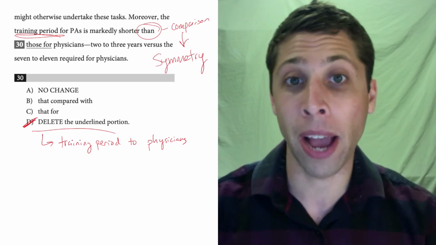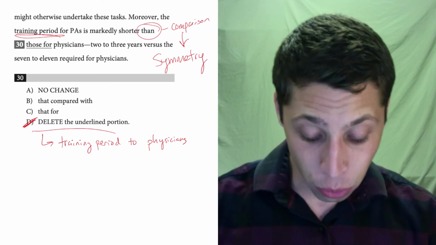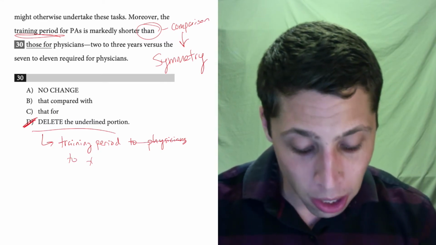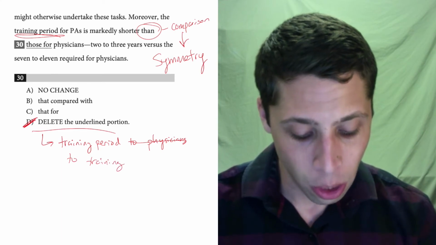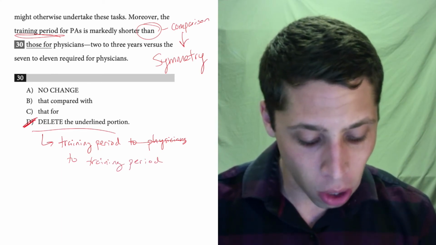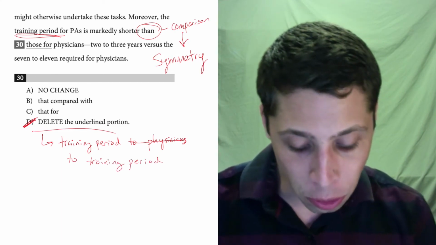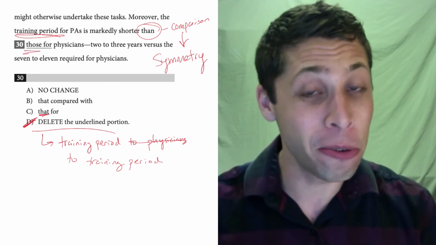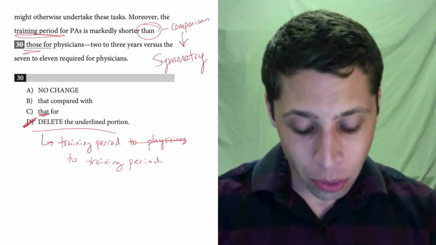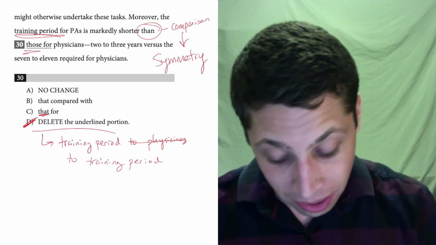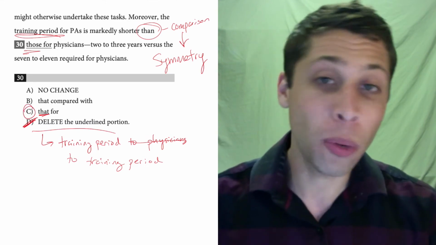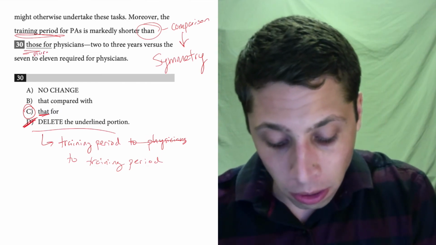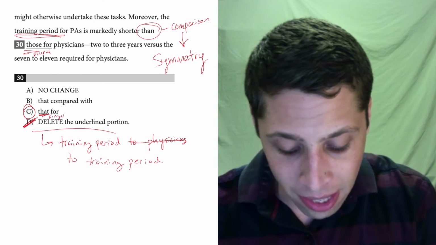The rules matter more. And in this case, in order to make sure that we're comparing the training period to another training period, we need one of these longer choices that includes a pronoun. So the "those" and the "that" are doing a lot of work here. So it's actually going to be choice C, because what's the difference between A and C? "Those" is plural and "that" is singular.